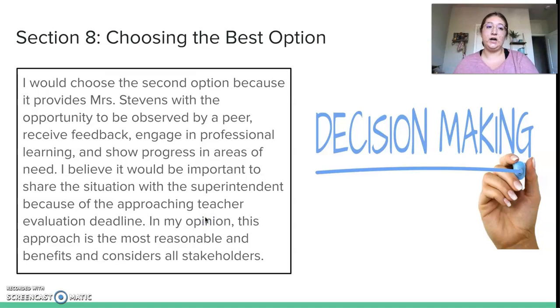And that is why I chose the second option. It provides Mrs. Stevens with the opportunity to be observed by a peer, receive feedback, engage in professional learning, and show progress in areas of need. I believe it would be important to share the situation with the superintendent because of the approaching teacher evaluation deadline. In my opinion, this approach is the most reasonable and benefits and considers all stakeholders.